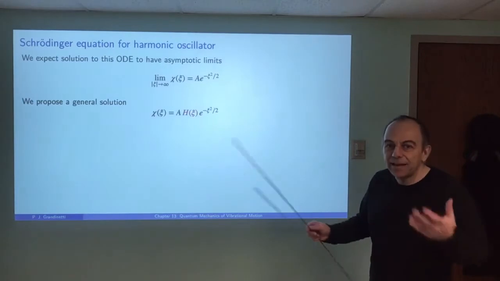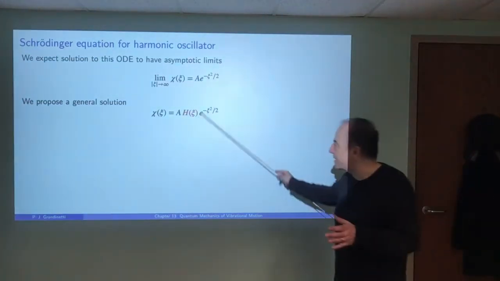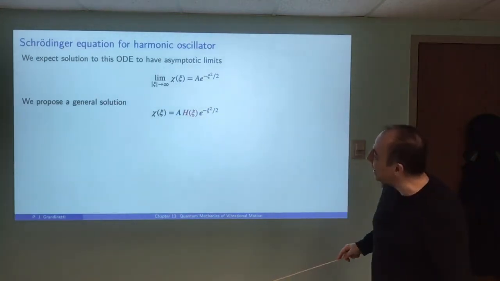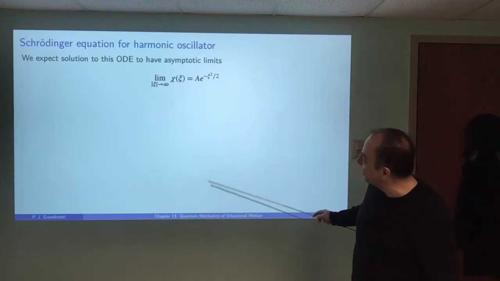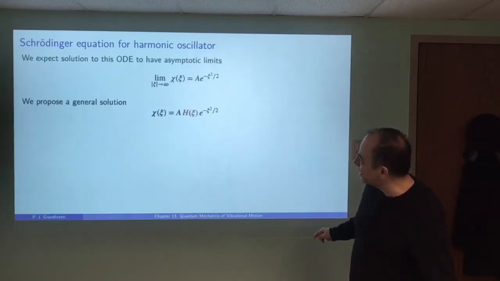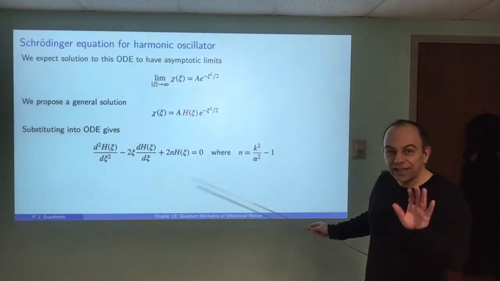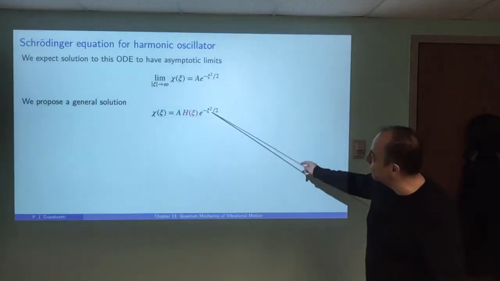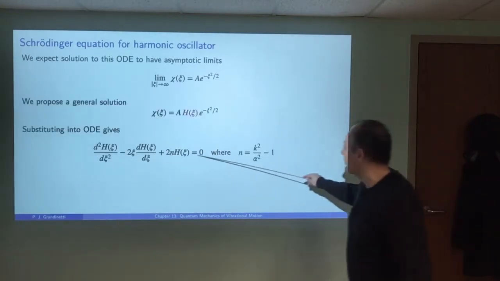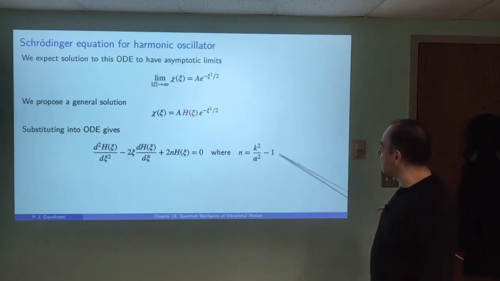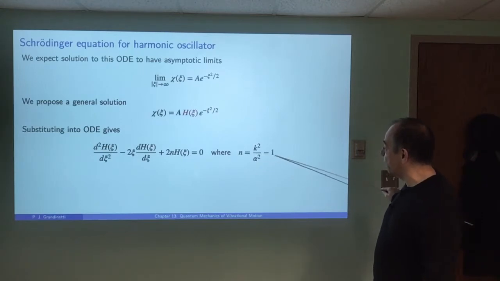Okay, we haven't done much other than propose the form of the solution where we have this h function inside here. But if I take that solution and plug it into this differential equation down here, I can get this differential equation here. I'll leave that as an exercise for you. Plug that into this, and you'll end up with this differential equation right here. And this is with this definition for n equal to k squared over alpha squared minus 1.